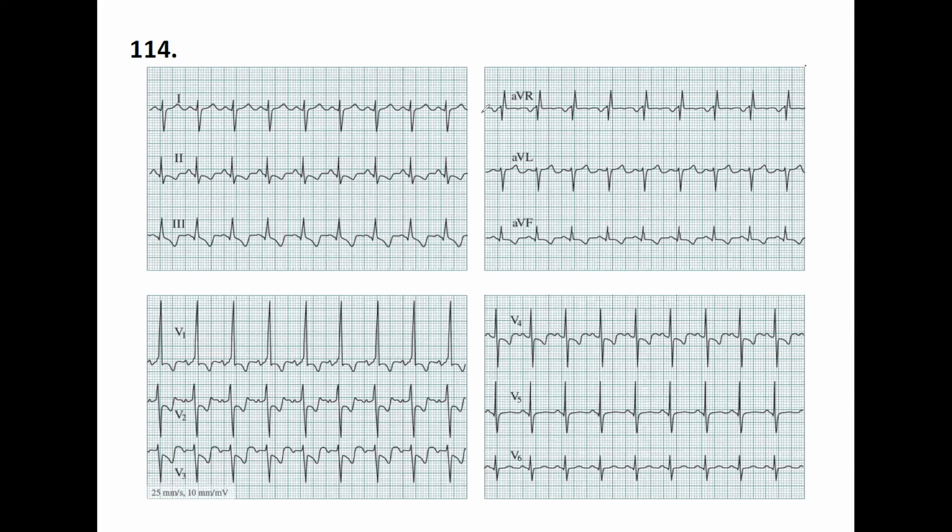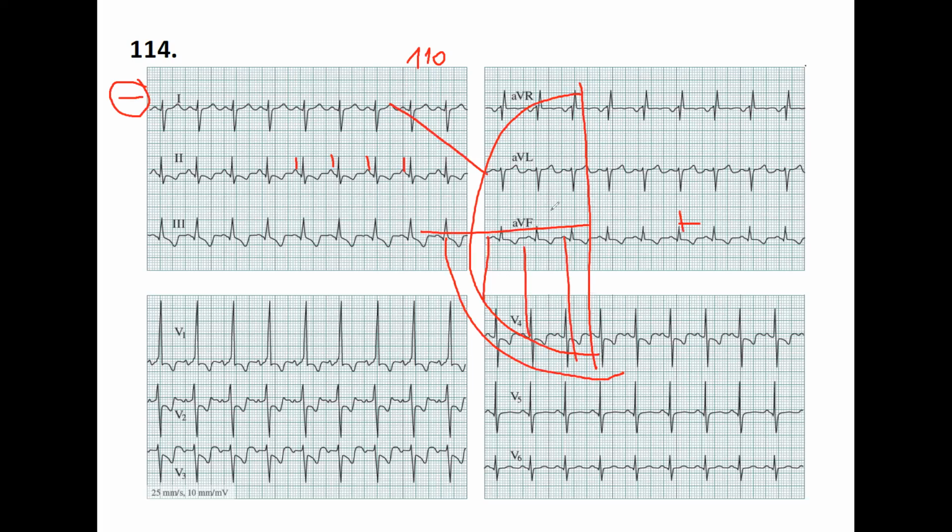It was rhythmic, and I counted a bit less than 3 boxes between the RR, so around 110, 120. Okay. There are P waves present. And for the axis, we can see that lead 1 is negative and aVF is positive, so there's a right axis deviation.